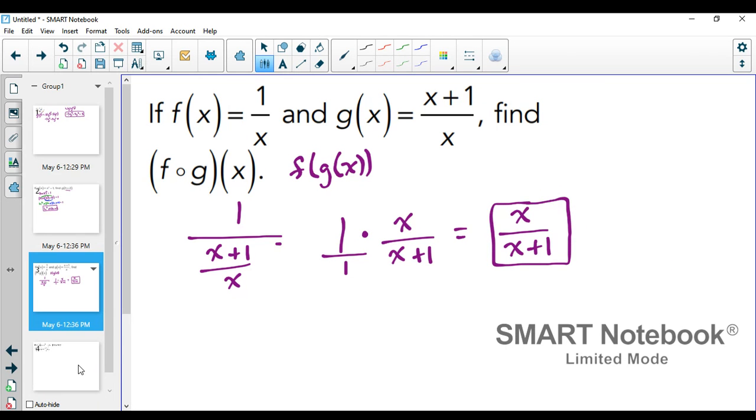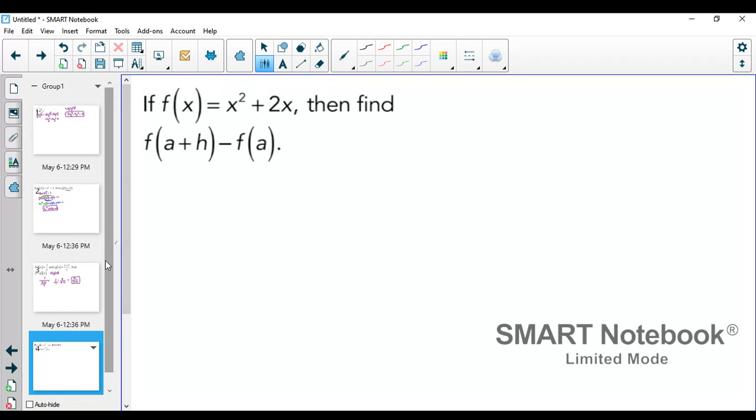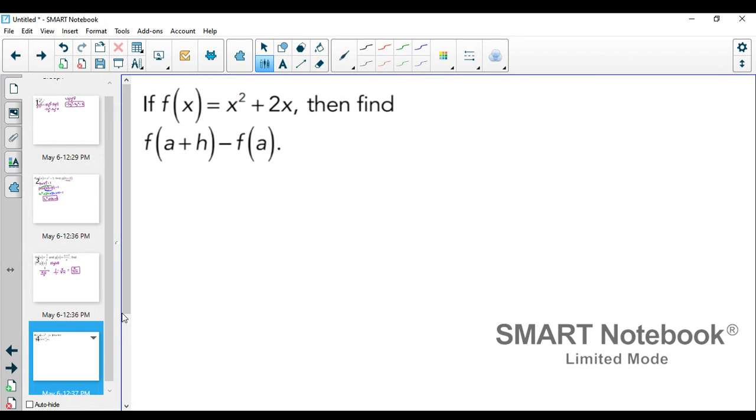All right, and then the last extra example I have is a little bit longer and a little bit more complicated, because if we know f of x equals x squared plus 2x, then we're trying to find f of a plus h minus f of a. So we have two situations here. So we're plugging a plus h into x, and then we're also plugging a into x, and then we're subtracting those two things. So if we write that out, it looks like this.